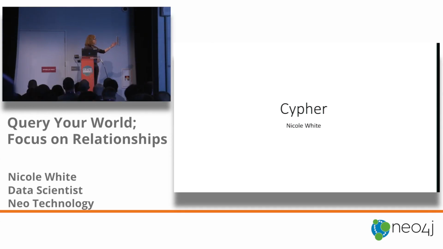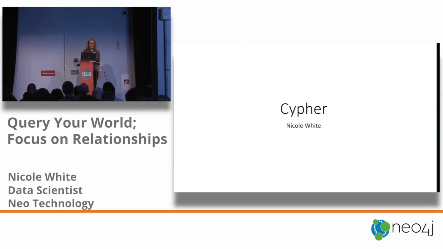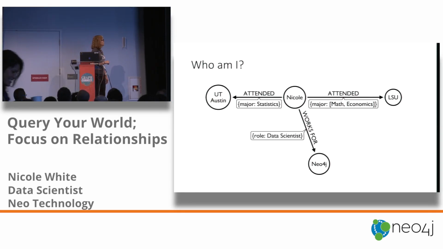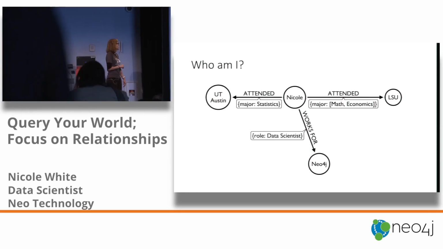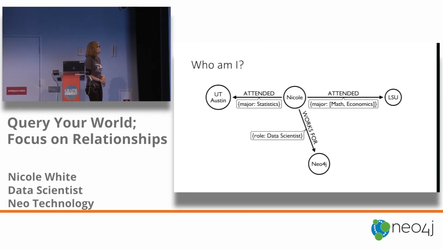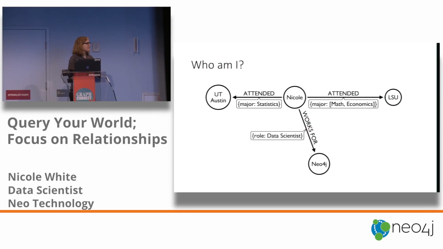So my name is Nicole White, and first of all, who am I? So I went to LSU not too long ago, got some degrees in math and economics. Then I went to UT Austin, got a degree in statistics.